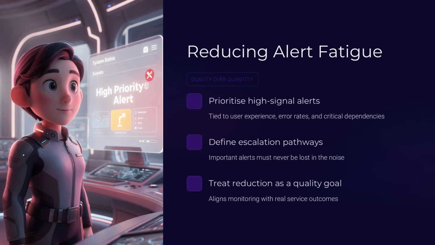Alert fatigue happens when systems produce too many low-value alerts or when alerts are not tuned to real service impact. Your observability architecture must treat alert reduction as a quality goal. You prioritize high signal alerts tied to user experience, error rates, and critical dependencies. You also define escalation pathways so that important alerts are not lost in the noise. Leaders value this because it improves response quality. Architects value it because it aligns monitoring with real service outcomes.